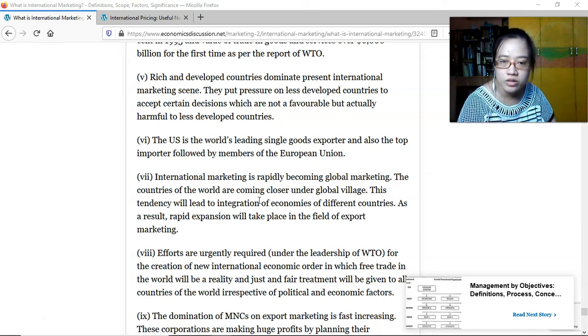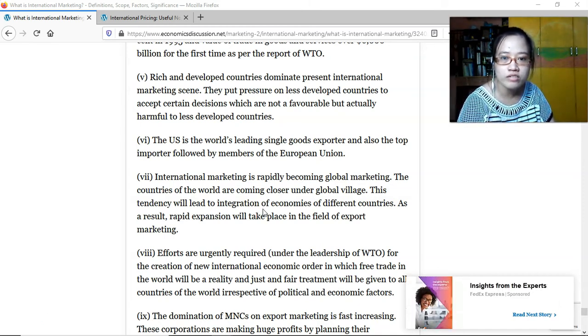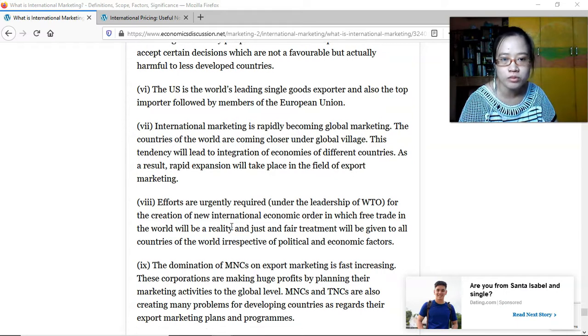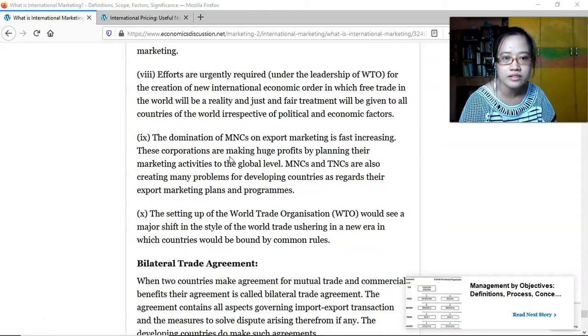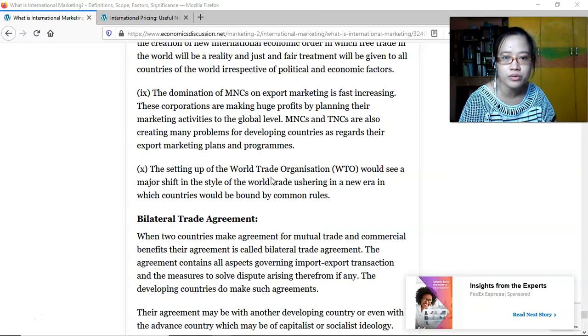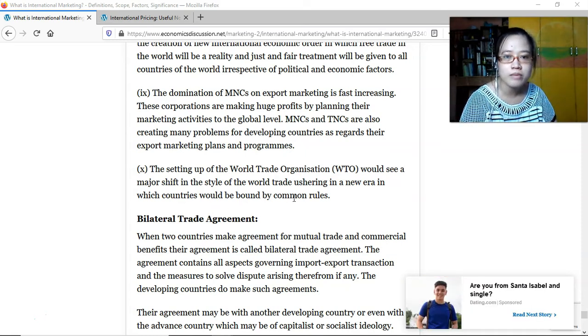Countries of the world are coming closer under a global village. This tendency will lead to integration of economies of different countries. As a result, rapid expansion will take place in the field of export marketing. Efforts are urgently required for the creation of a new international economic order. Difficult. Dominion of MNCs on export marketing is fast increasing. The setting up of the World Trade Organization would see a major shift in the style of world trade, ushering in a new era in which countries would be bound by common rules.